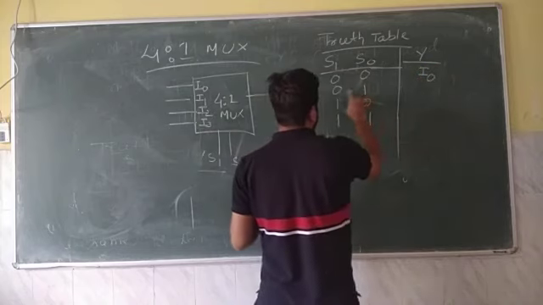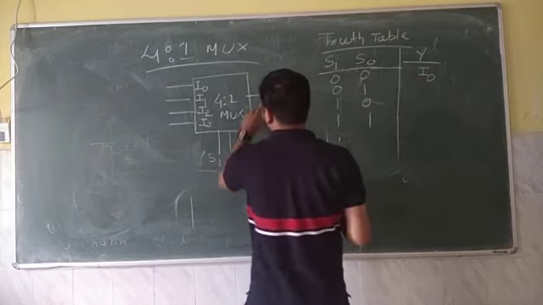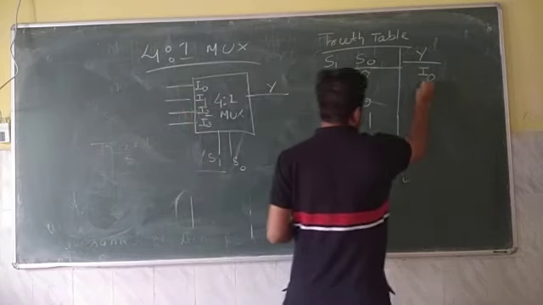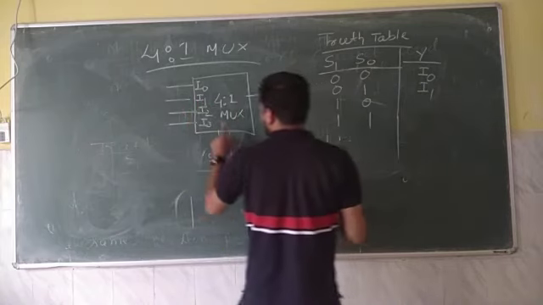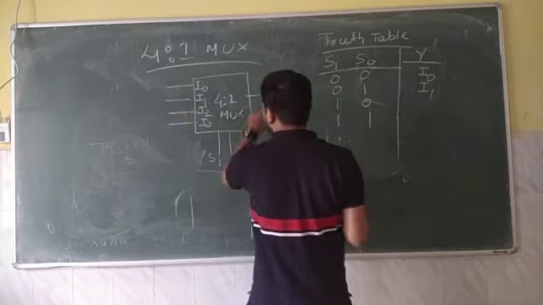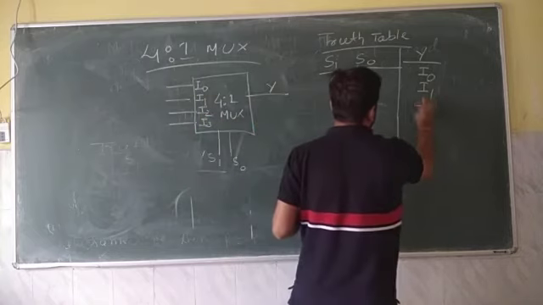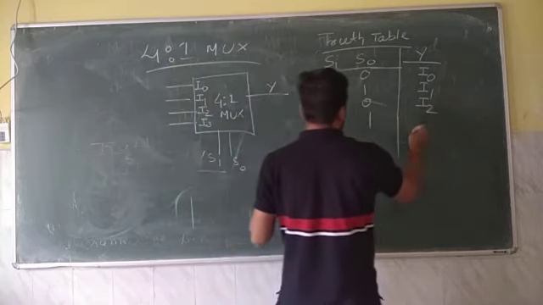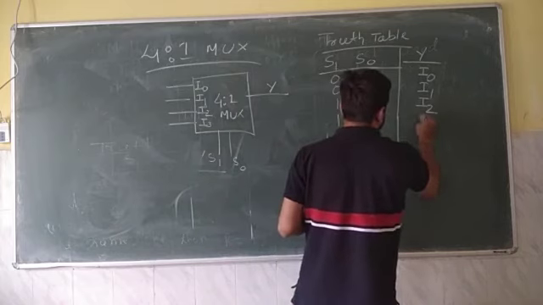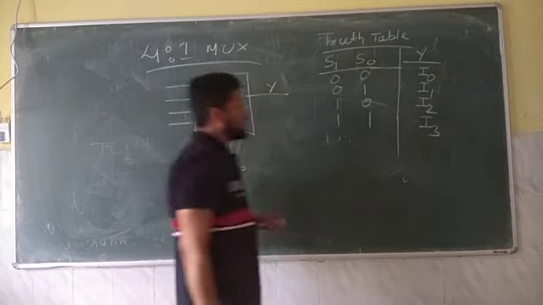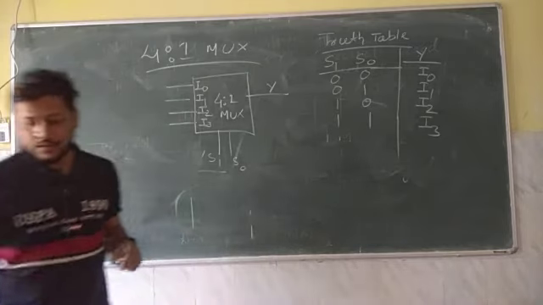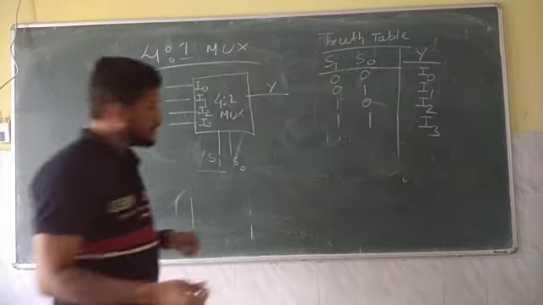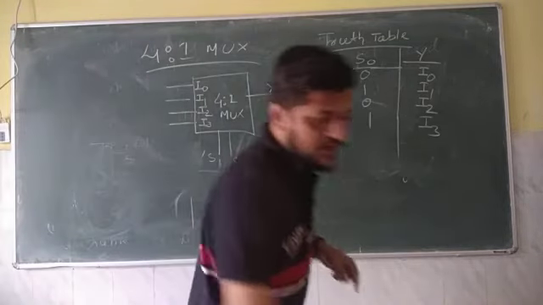When S1, S0 is 0 1, Y is connected to I1. When S1, S0 is 1 0, Y is connected to I2. When S1, S0 is 1 1, Y is connected to I3. So I0, I1, I2 and I3. Now from this we can see here.